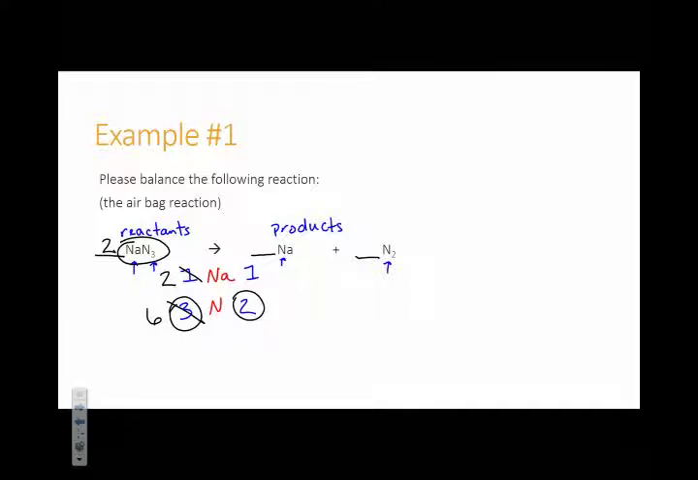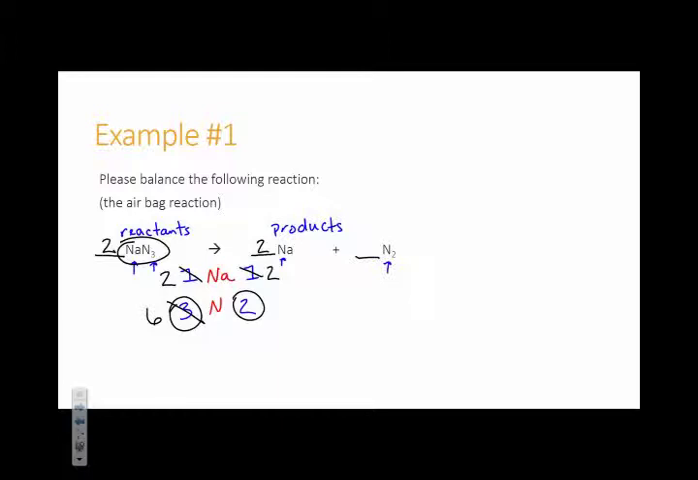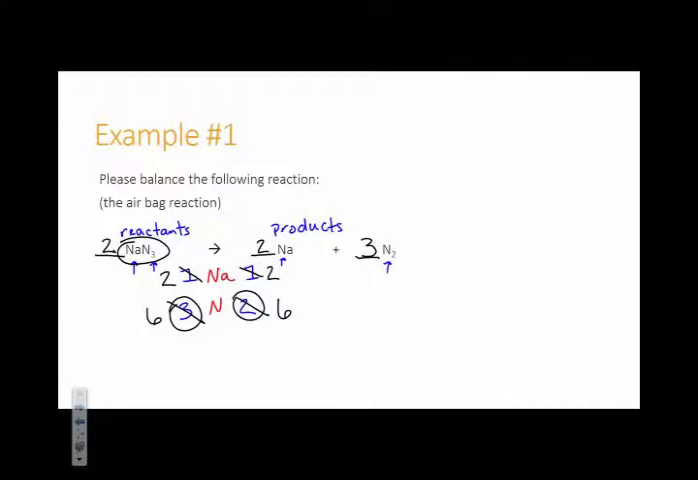Now I can look at my products. Now I have 2 sodiums, so I'm going to put a 2 there. That's looking pretty balanced. And now if I put a 3 in front of the N2, I will have 6 nitrogens. And I double check to make sure that I have the lowest whole number ratio. Yep, can't divide anything out. I don't have any fractions. It's looking good. This reaction is balanced.